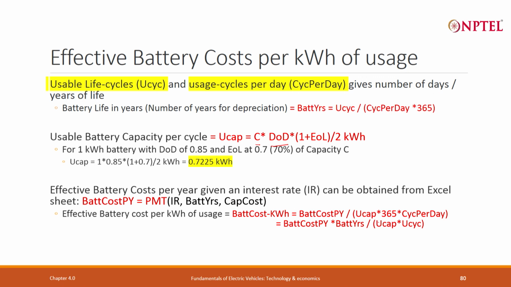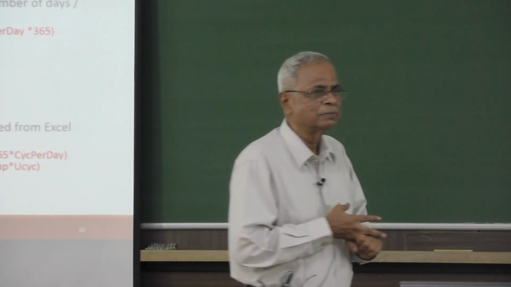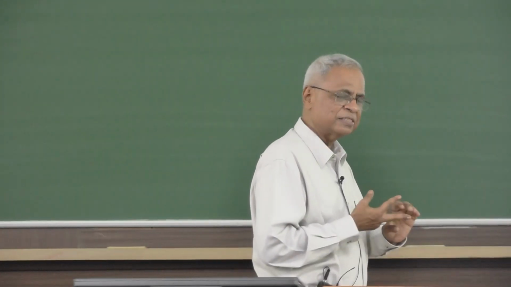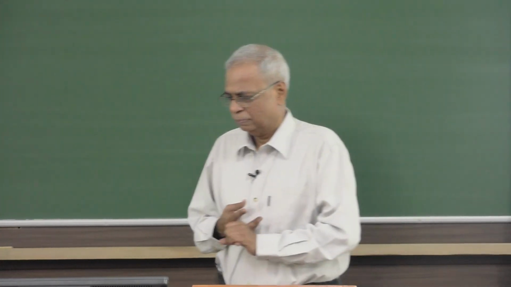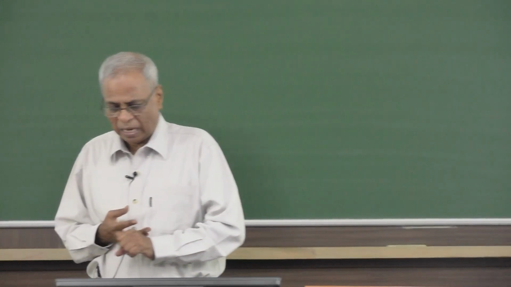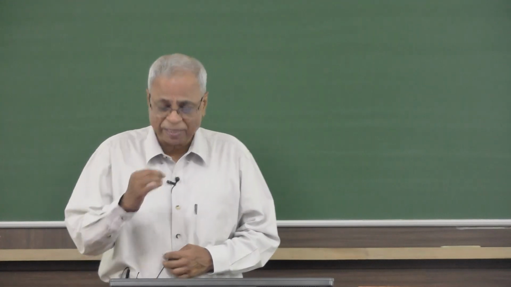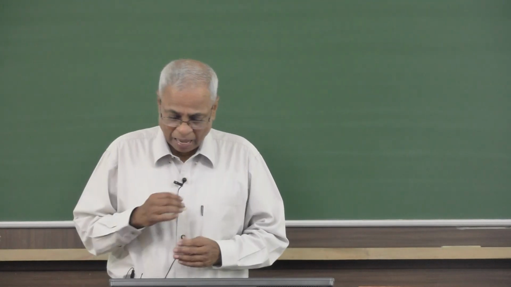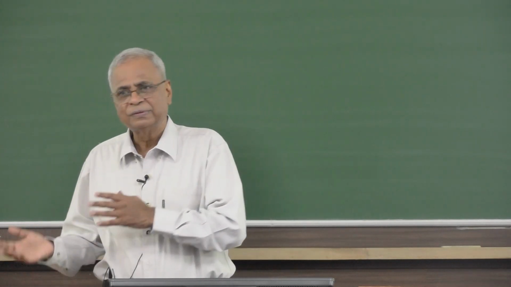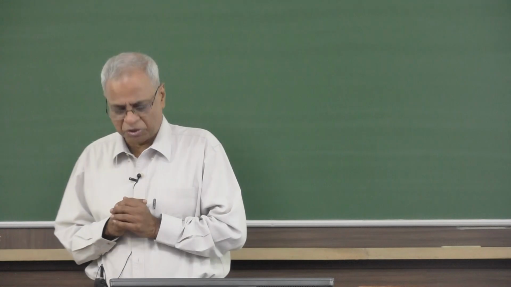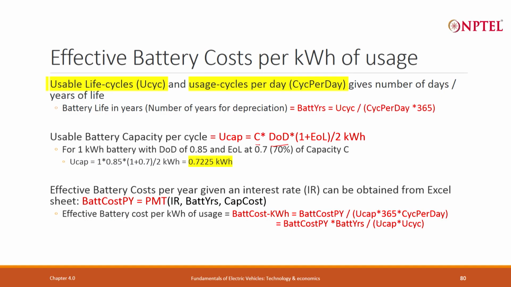I have taken into account the capital cost, the interest cost, its usable cycles converted into usable years or usable months. I have taken into account the number of cycles it is used per day, the end of life, and the depth of discharge. So, for this formula, the battery cost per kilowatt hour, you can just go to Excel and do this.